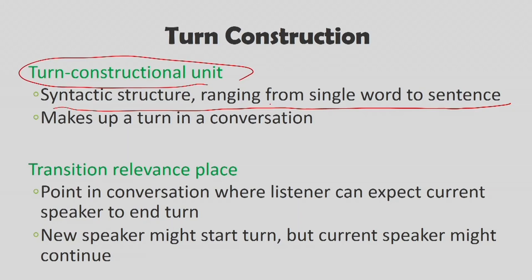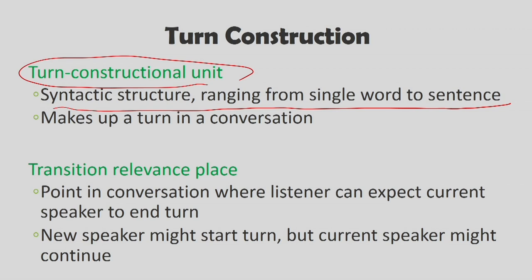It is a syntactic structure, which could be one word or a sentence, which tells you that a turn in a conversation has approached. Now, a turn can consist of more than one turn constructional unit, but turn transitions generally occur between and not during them. So, it can have one or more than one turn constructional unit, but the turn transition happens in between.